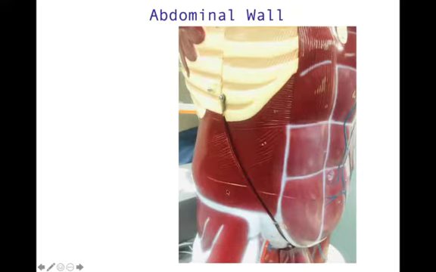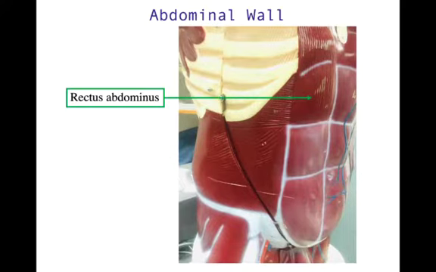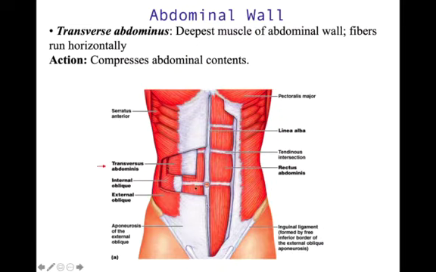So here is your external obliques, here are your internal obliques, and right here you can see the muscle fibers running vertically up and down. Those represent the rectus abdominis. Rectus means straight, all right? And then the deepest layer of muscle in the abdominal wall is the transverse abdominis.